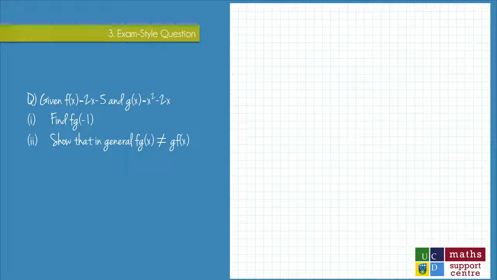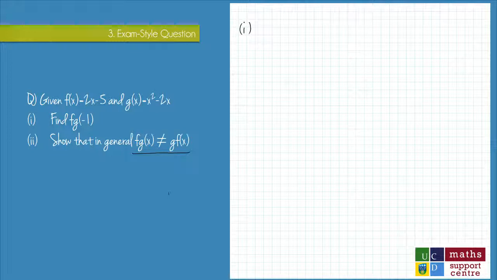In the first part, we need to evaluate the composition when our input is -1, and in the second part, we need to show that f of g of x in general is not the same as g of f of x, which just means that the order in which we arrange our function machines matters, but we'll see that when we get to it. So let's start with the first part.